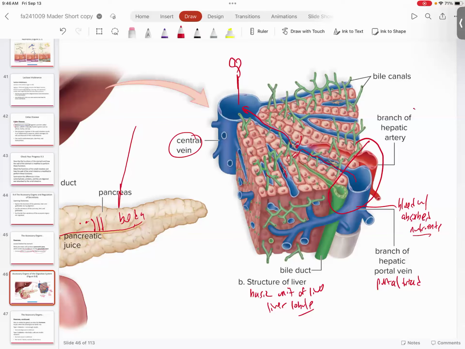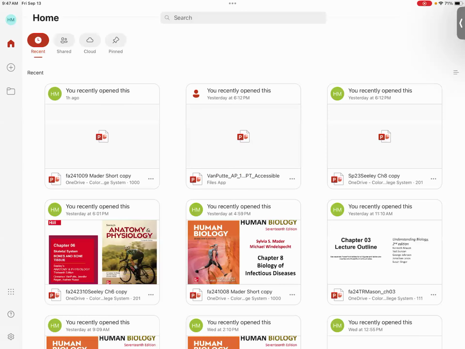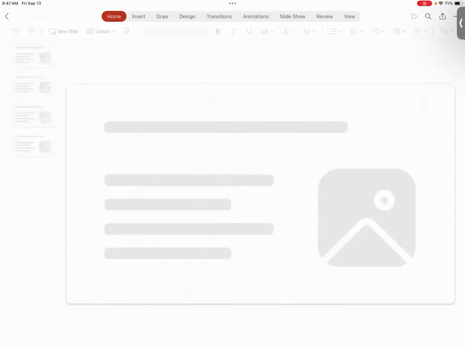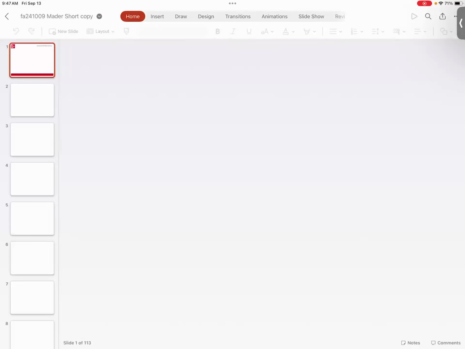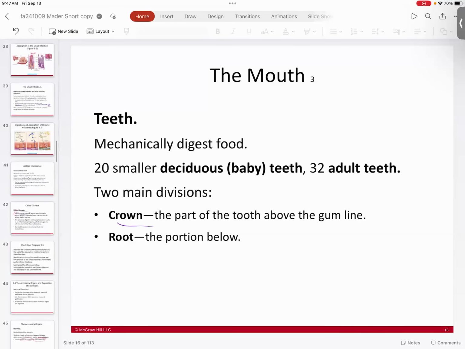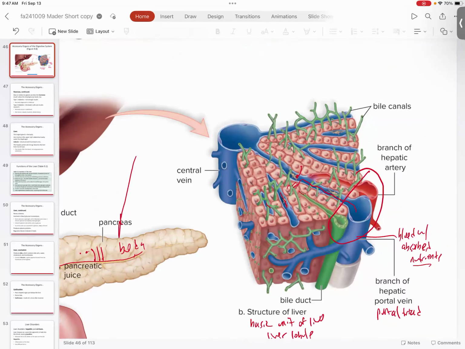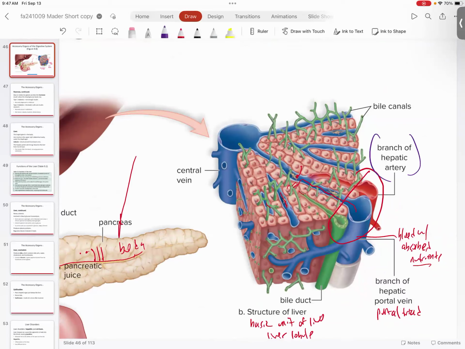Now, the other part of the triad is the hepatic artery. This is blood coming from the heart that feeds the liver cells, and that's necessary. And then the last member of the triad is this guy right here. This is the bile duct.